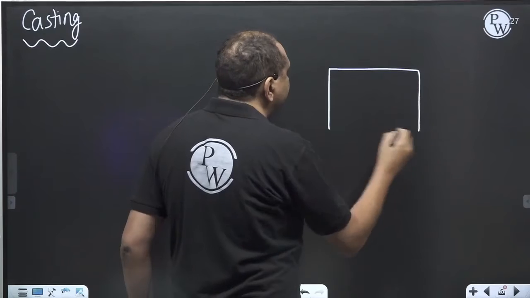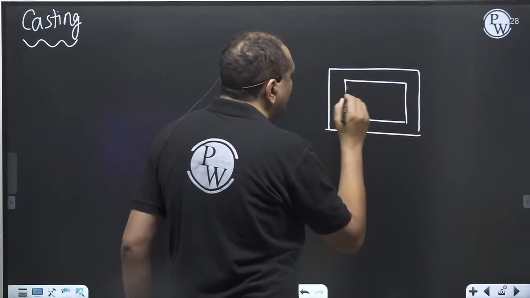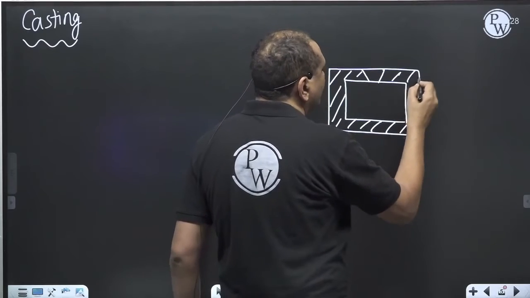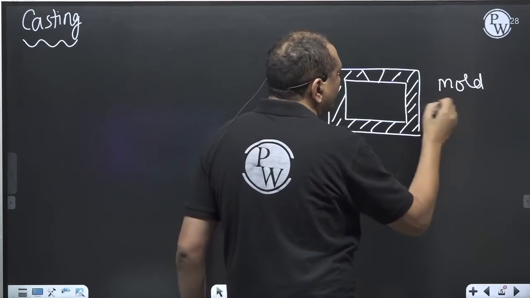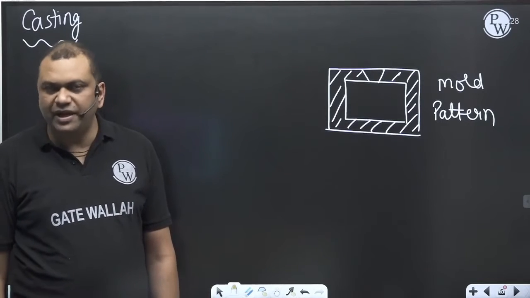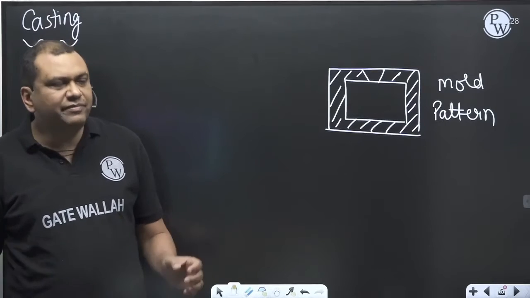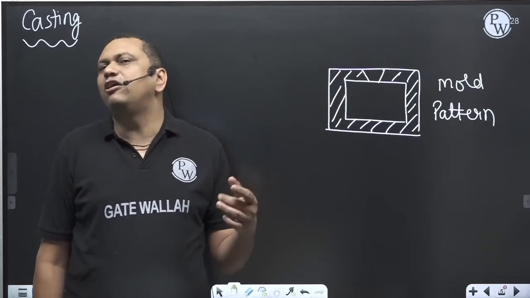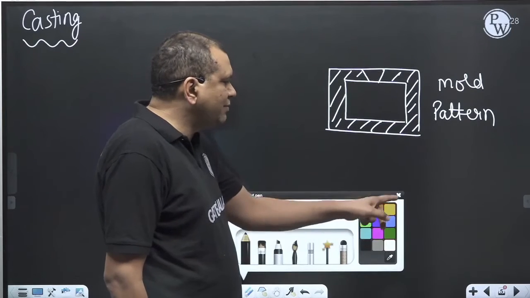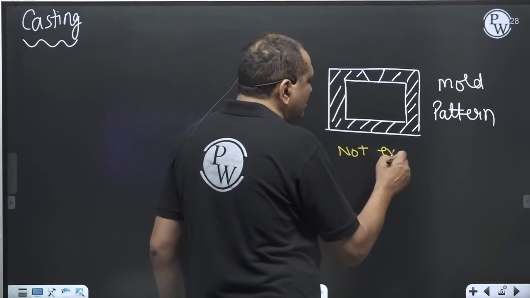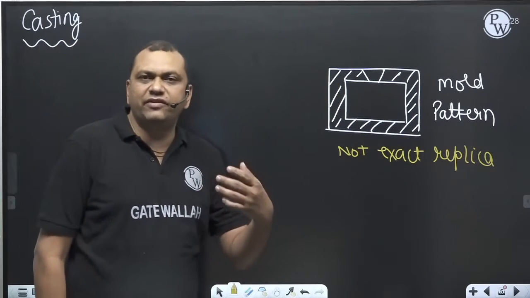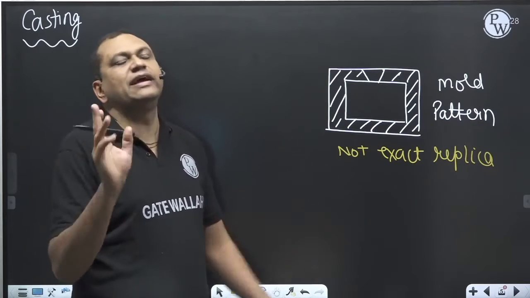So metal casting. Suppose there is a mold cavity. This is the cavity. This mold cavity is created by a pattern. And whenever we say pattern, we say it is a replica of the part being produced. But remember that it is not an exact replica, because there will be some allowances that we are giving to the pattern. So it's a replica, but it is not an exact replica.